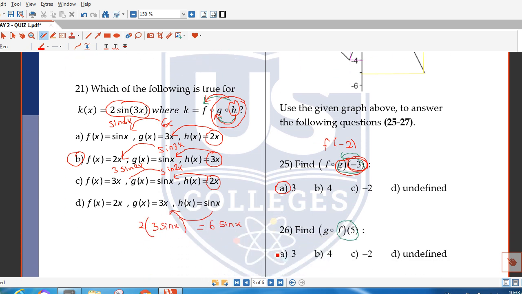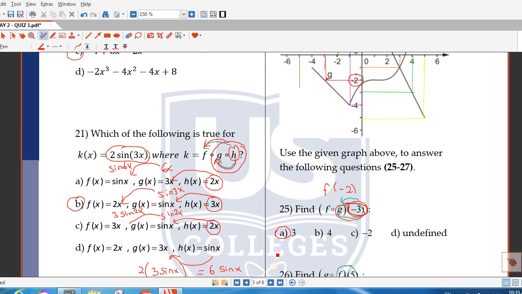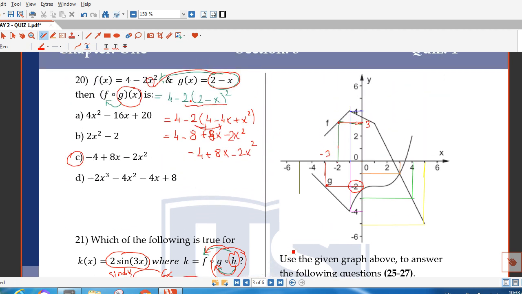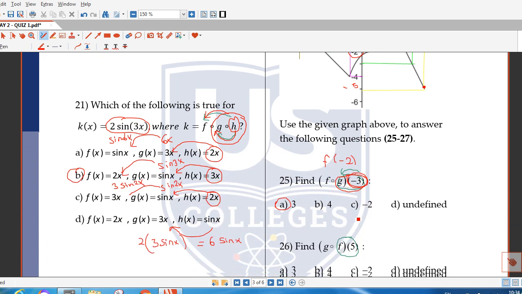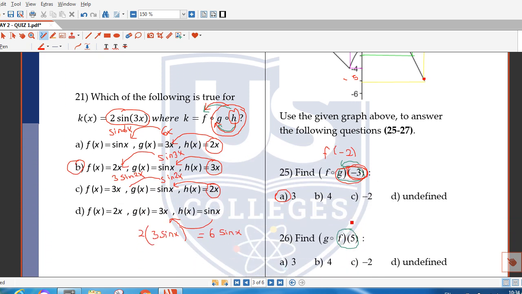The next question, g of f of 5. Find 5. 5 is here on the x-axis, and go through function f. Be careful, it is the extension of function f. Go from the 5 on the x-axis through function f. When you touch f, from this point go through to y, it is negative 5. So my question is going to be, what is g of negative 5?